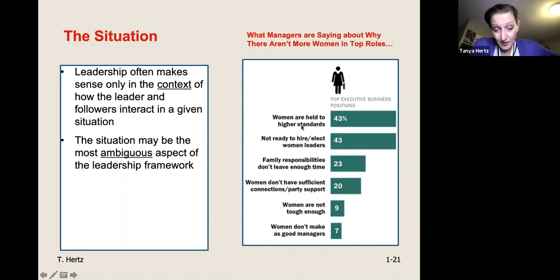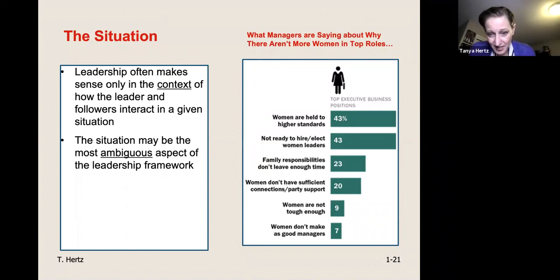They said women are held to higher standards than men. That's the number one reason why they think women haven't moved up. They say that maybe their company's not ready to hire or elect women leaders, which I think is just sad. 43% in this day and age. It's awful.